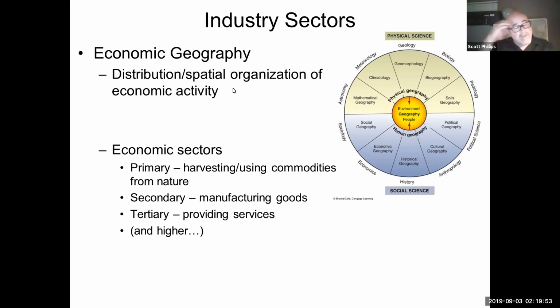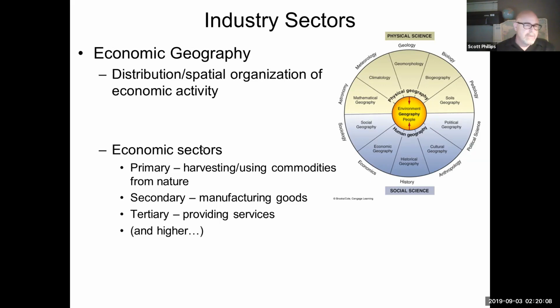Now, mostly we're going to focus on the United States, but to a lesser extent, this also applies to Canada, because Canada, like the United States, is a highly industrialized country. First thing I want to look at is economic sectors of the economy.